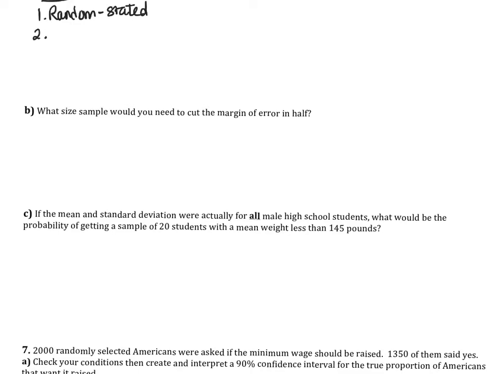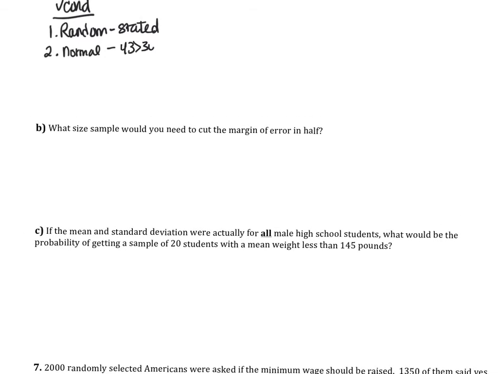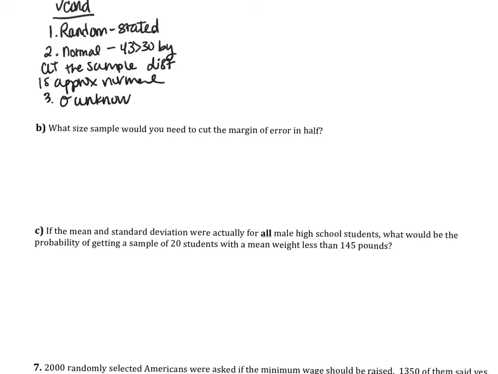Second condition, is it normal? Since 43 is greater than 30, by the central limit theorem, the sample distribution is approximately normal. Number 3, is sigma known or unknown? This standard deviation of 15 comes from the sample of 43 males, not from the population, so sigma is unknown. And step 4, 43 is less than 10% of the population.